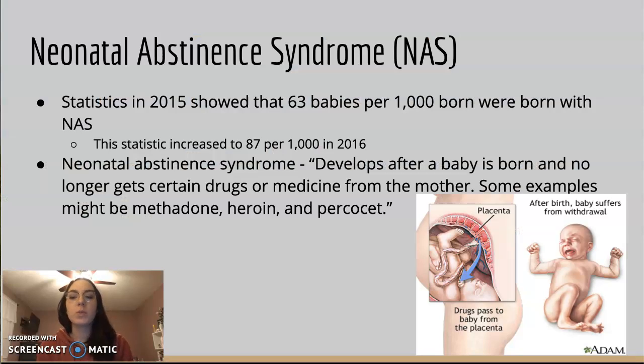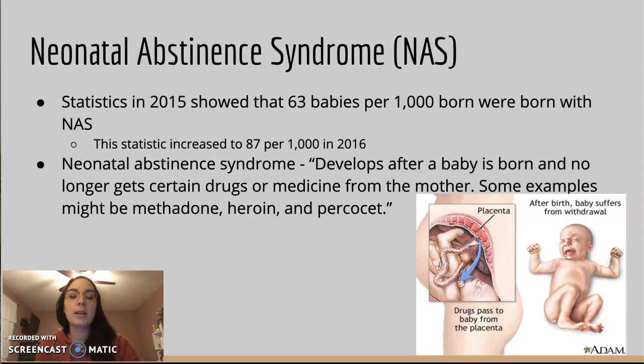So I just wanted to go over what neonatal abstinence syndrome is. So neonatal abstinence syndrome develops after a baby is born and no longer gets certain drugs or medicine from the mother. So examples of this is methadone. Other examples are heroin and Percocet.